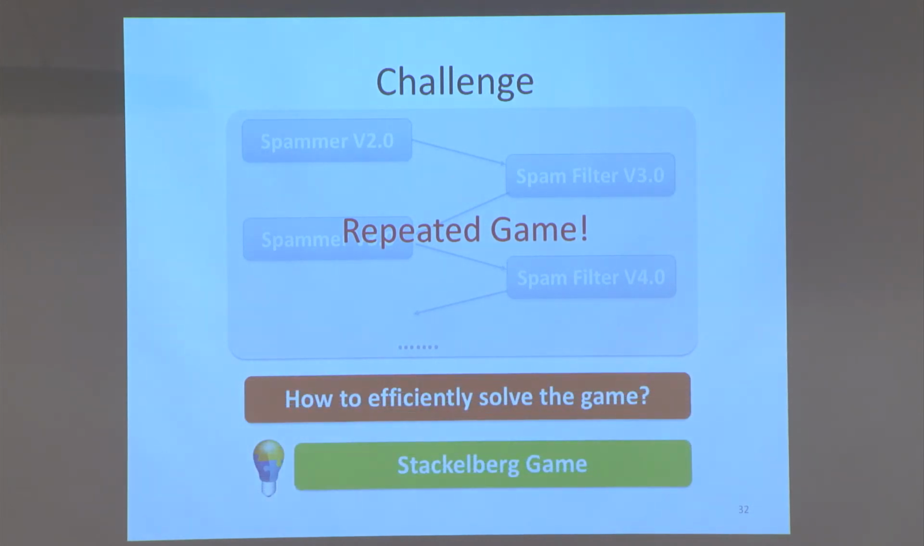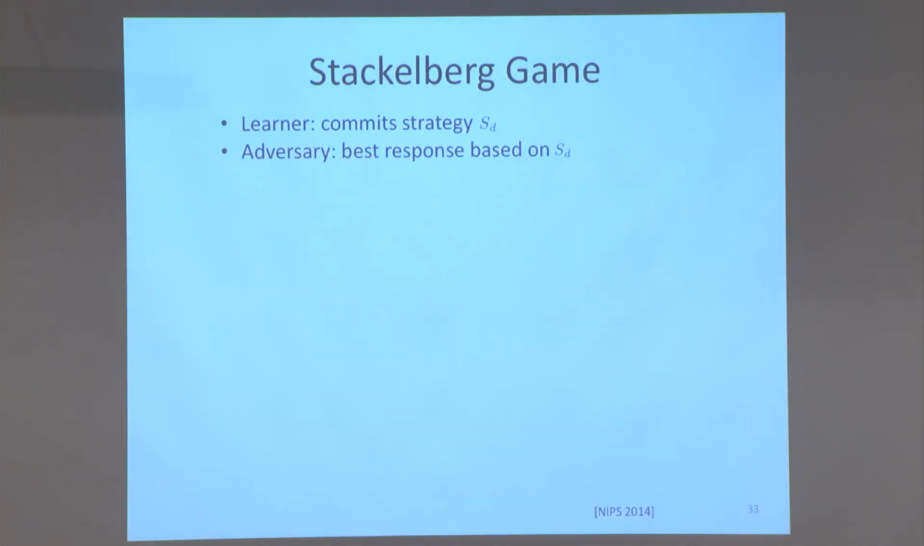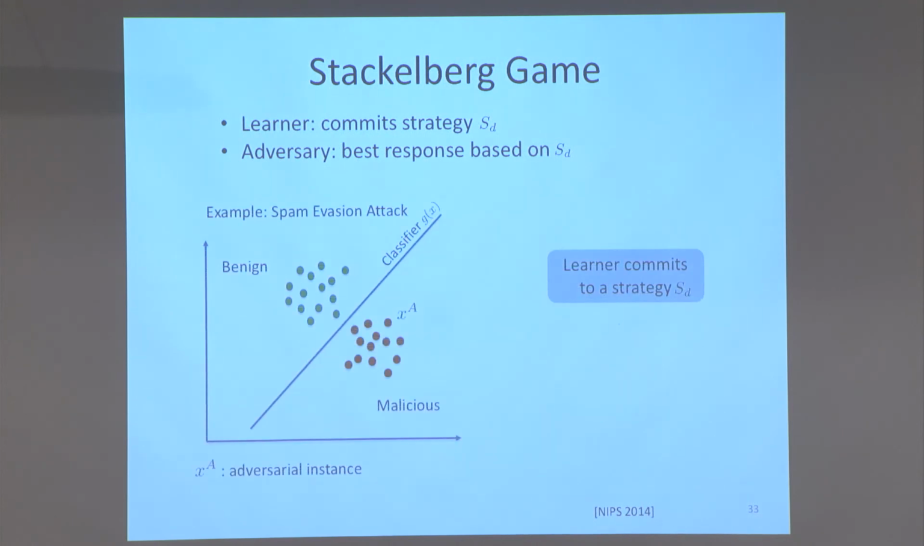I will propose leveraging a new game, the Stackelberg game, to model the behavior of the attacker and defender from the learning perspective. In the Stackelberg game, typically there are two players: one is a leader, one is a follower. Basically the leader will commit to some strategy and the follower will follow the strategy and make the final decision. So this is not a repeated game. This is a two-player, one-step game.